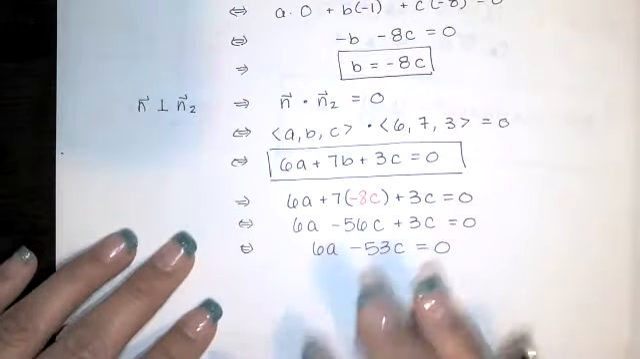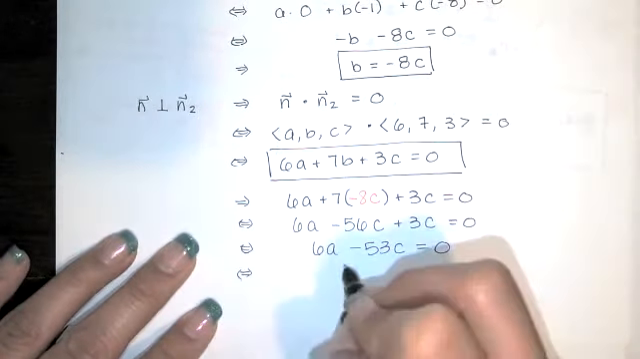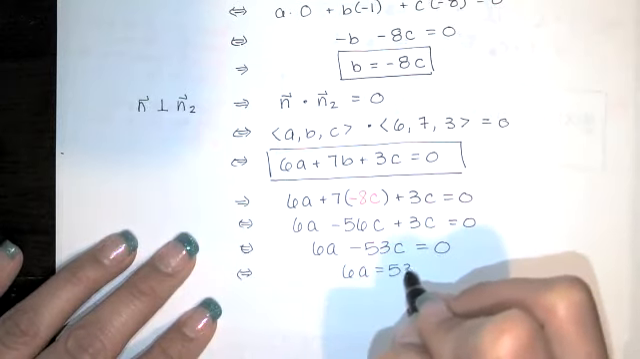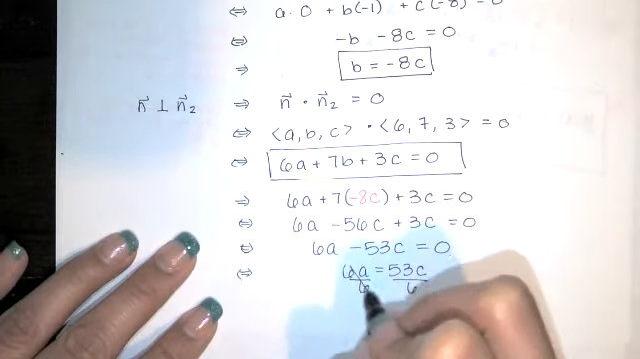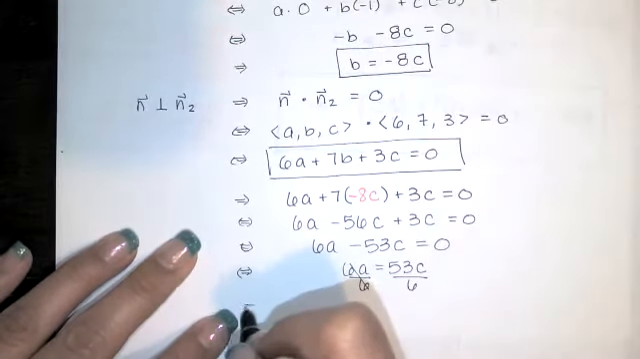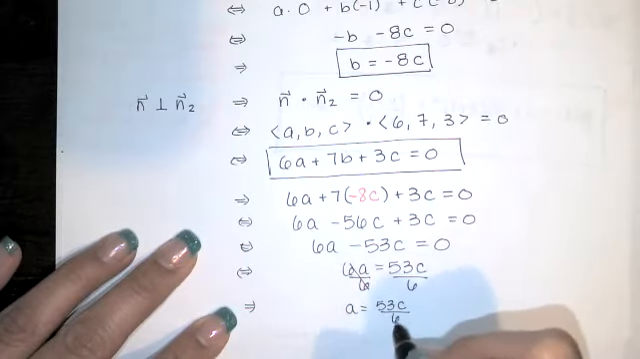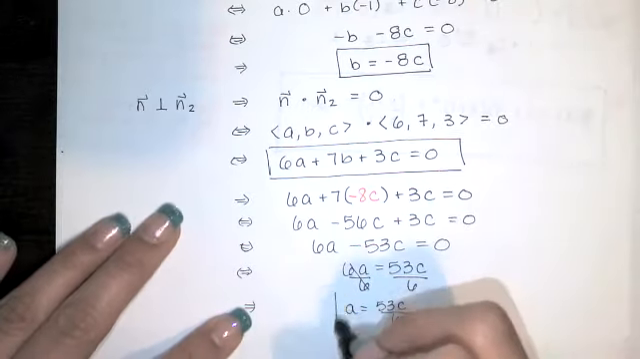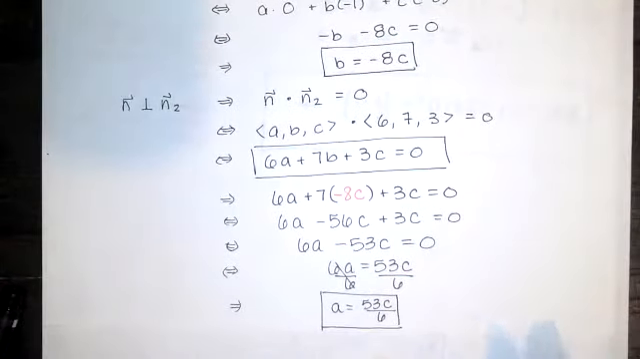And so from this equation, I can find out how A must relate to C. I have 6A equals 53C. And if I divide both sides by 6, I find that A would be 53C over 6. So this is nice. You may initially be thinking that, okay, don't I need three equations with three unknowns in order to find A, B, and C?